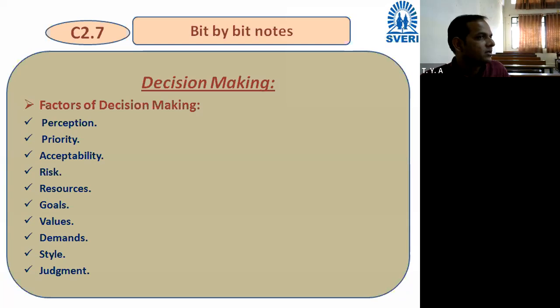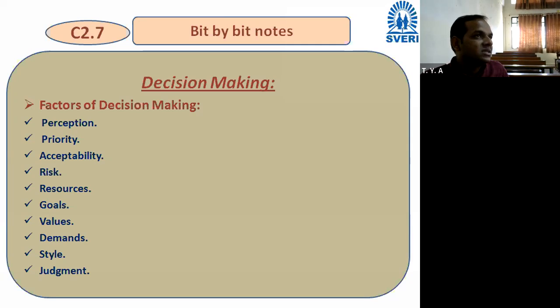And judgment. Judgment is also important while taking decisions. Technical study, scientific study, no problem, but judgment is also important. So while taking decisions, you should think about these various factors. In daily life also, you can correlate such points. So what other people will think, priority, acceptability. You may think the lecture is not important, but some other work is important, so I have to meet somebody and this is very essential. Your priority as a student is the lecture, but beyond that, if you have another priority, you have to decide it, right?